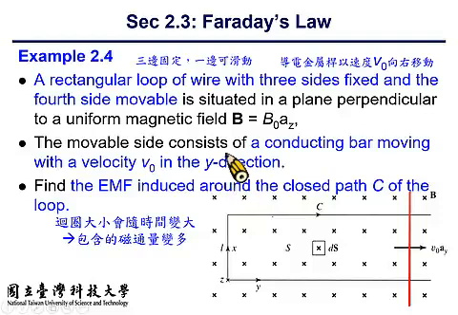Okay, let's continue our discussion on section 2.3, Faraday's law. Here's example 2.4. In the figure, we have a rectangular grid made of metal wires. The three sides are fixed, and the first one, plotted as the red bar, is movable.